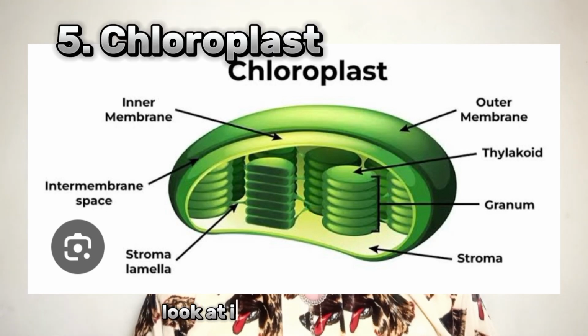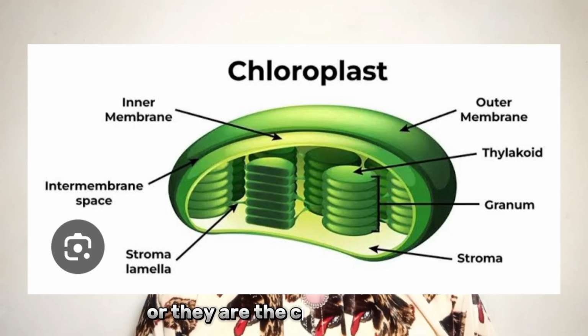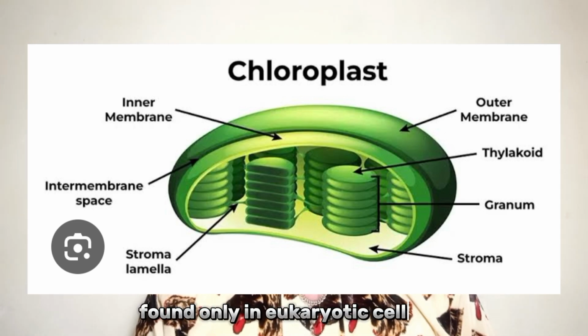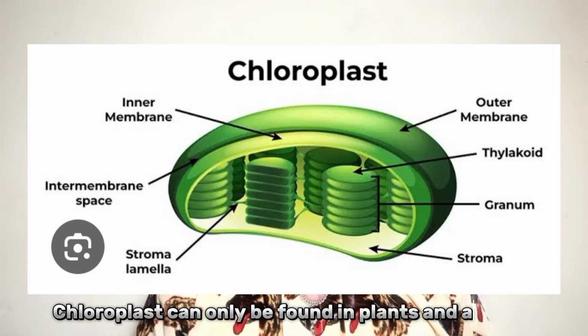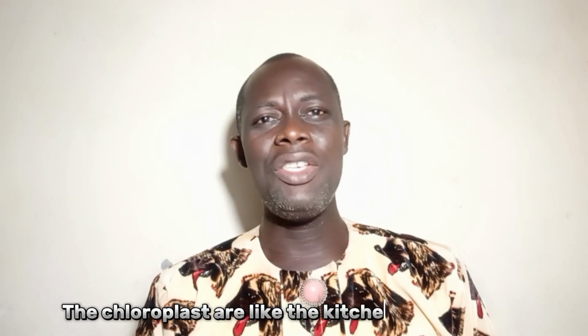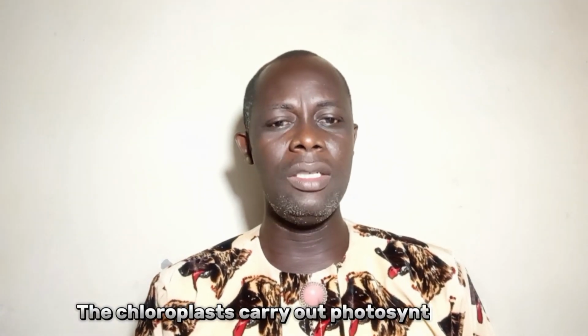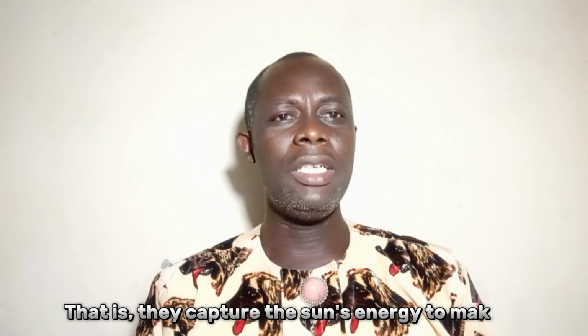The fifth cellular organelle we want to look at is the chloroplasts, found only in eukaryotic cells. Chloroplasts can only be found in plants and algae, and they carry out photosynthesis. The chloroplasts are like the kitchen of the cell. They carry out photosynthesis. That is, they capture the sun's energy to make adenosine triphosphate, ATP.